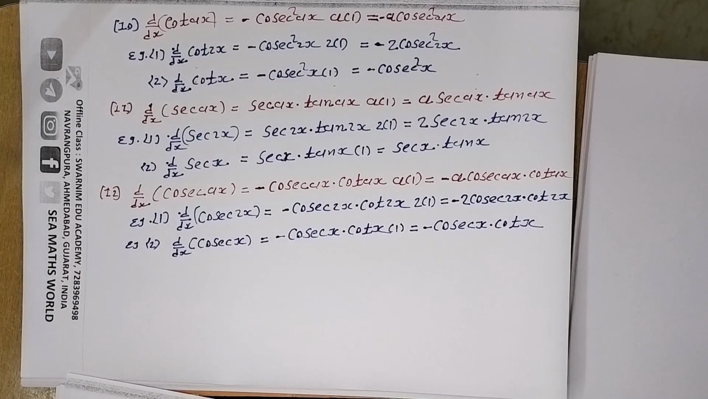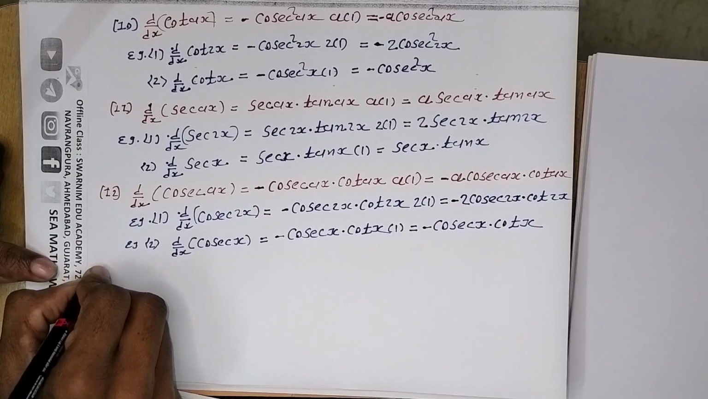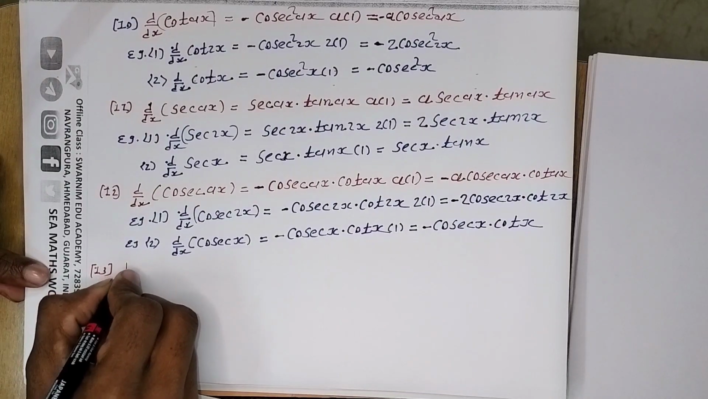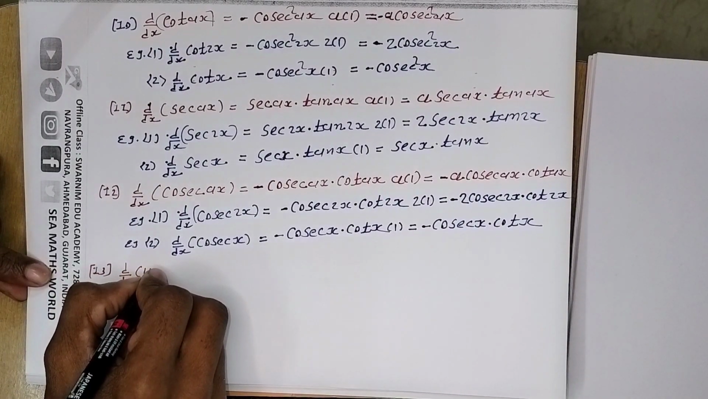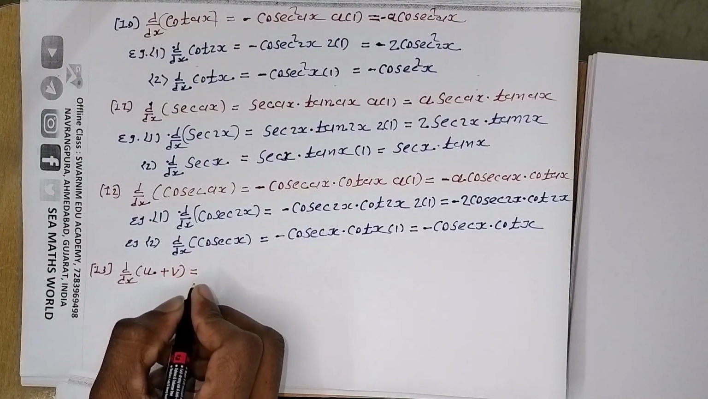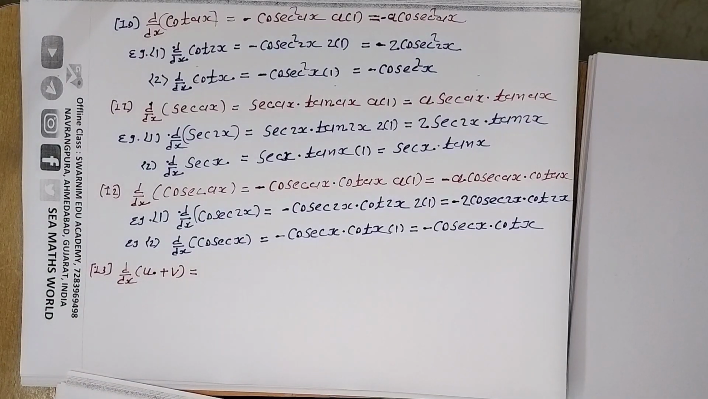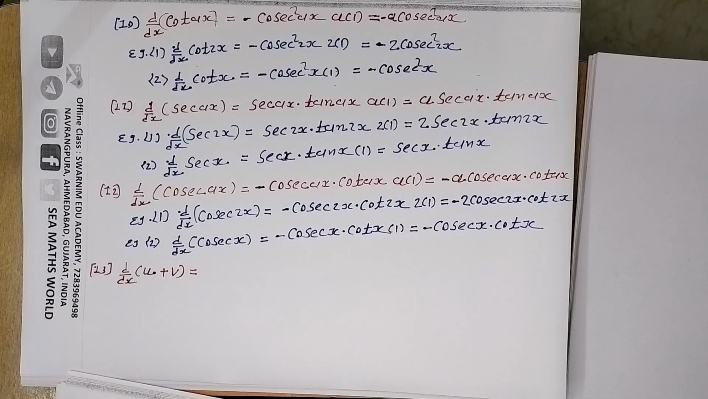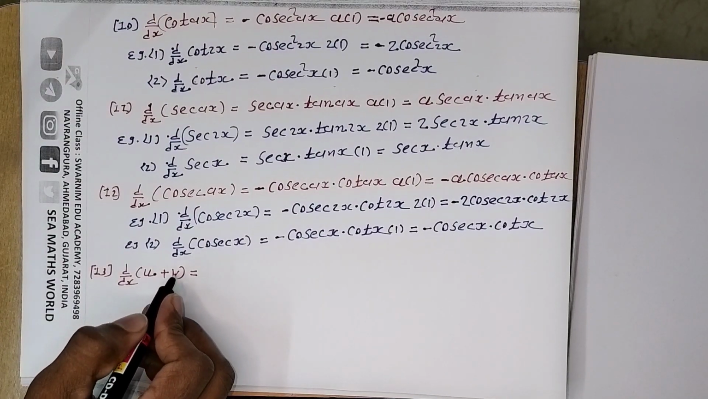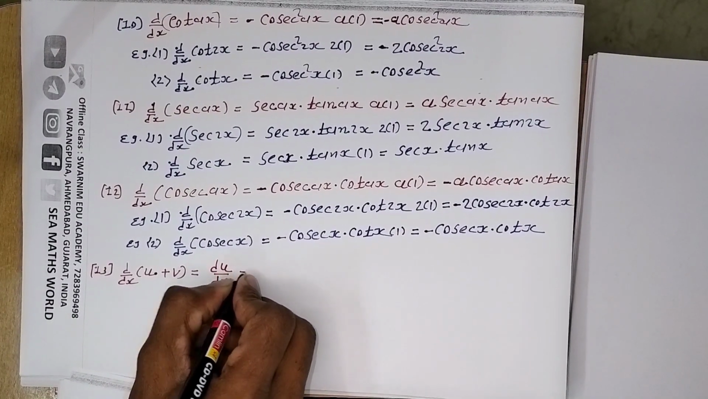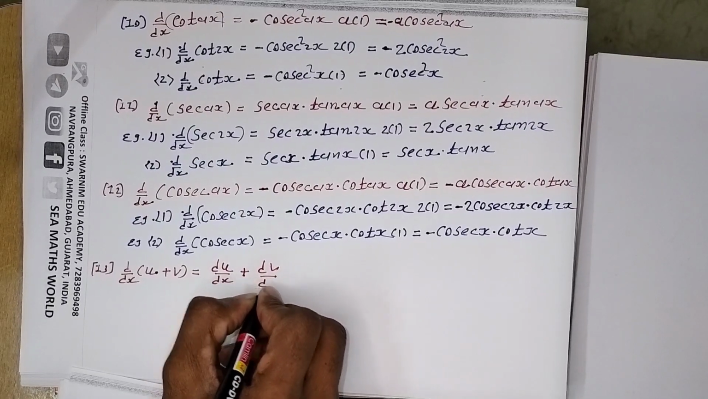Now our next formula is when two terms are given in addition or subtraction form, like differentiation of u plus v. When two terms are given in addition relation, with plus in between the two, at that time differentiate the first term separately, then plus, and differentiate the second term separately. So it will be du upon dx plus dv upon dx.